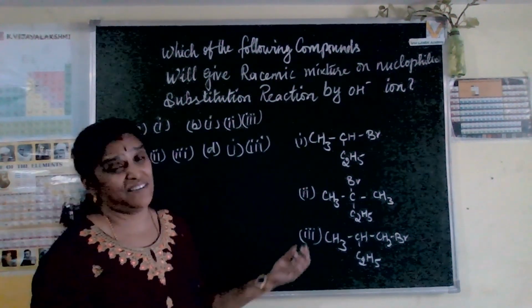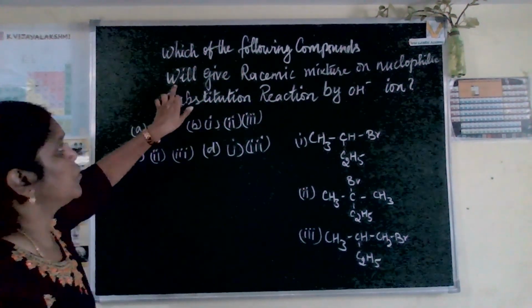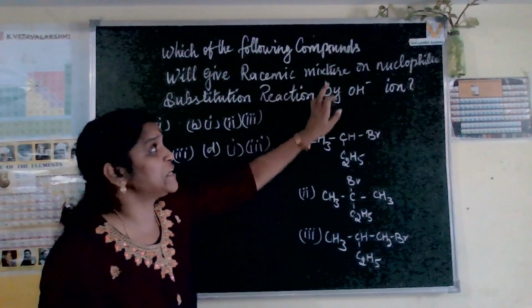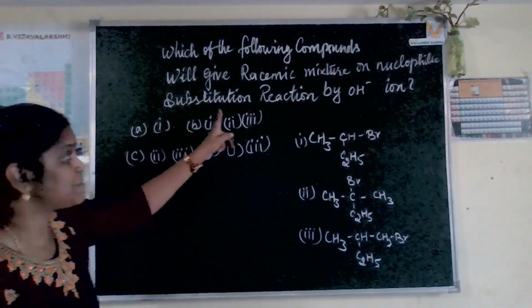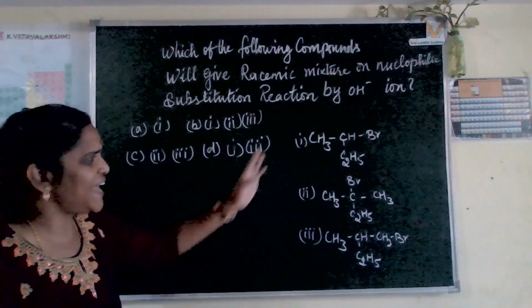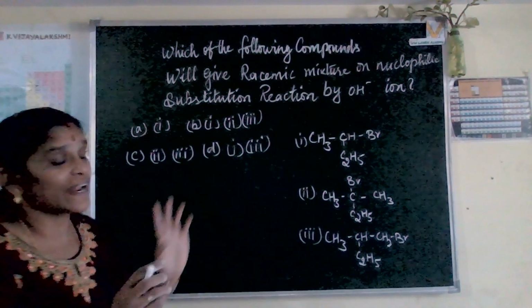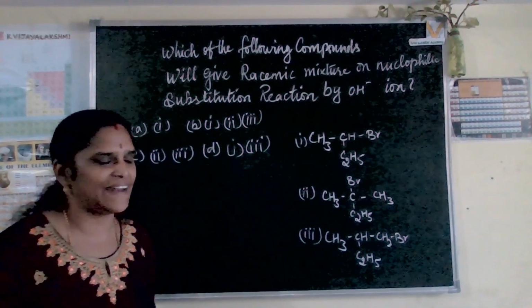The next question is still better. Which one of the following compounds will give a racemic mixture on nucleophilic substitution reaction by OH minus ion? They have given three compounds. Among them, which is the correct compound? Let us go and identify.